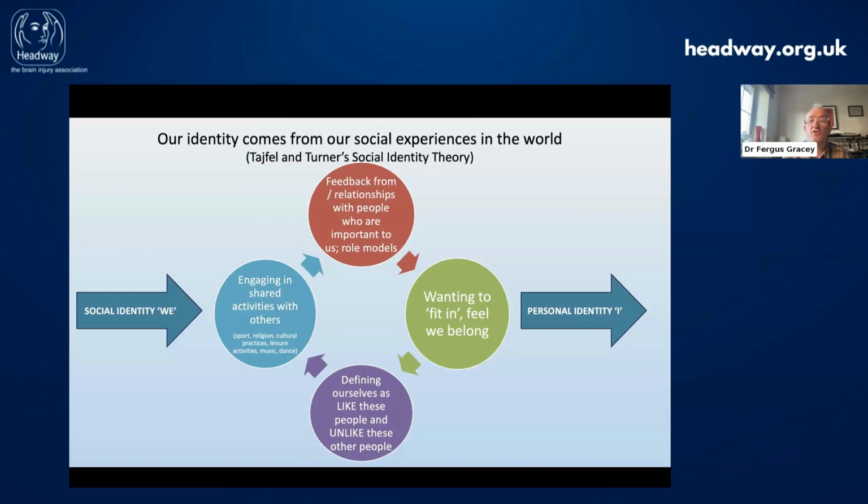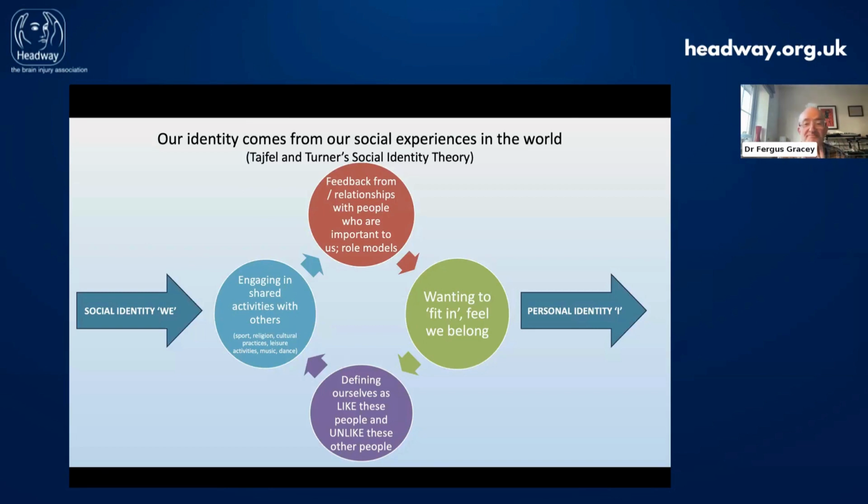Now, these social identity theories don't completely ignore the fact that there's also an individual, and that there's such a thing as individual psychology. So we can move from the social identity idea of the we, the us, to the personal identity idea of the I or the me.